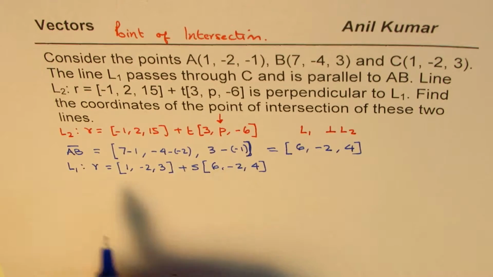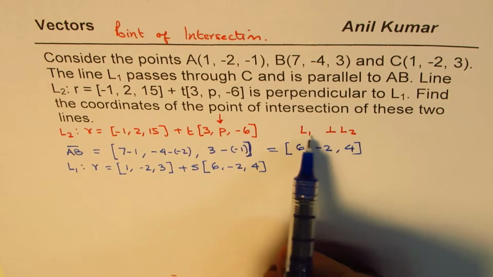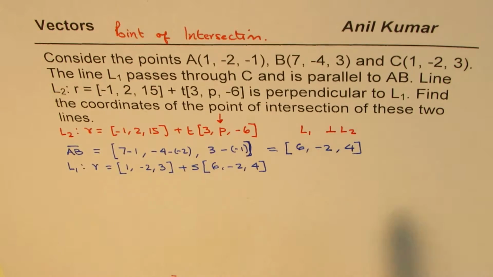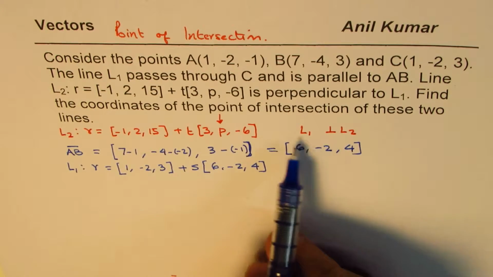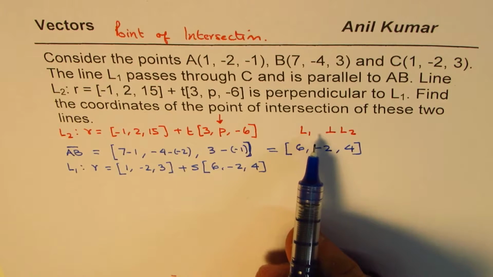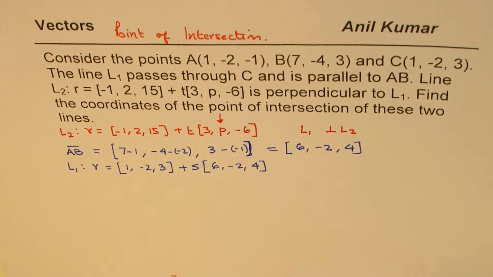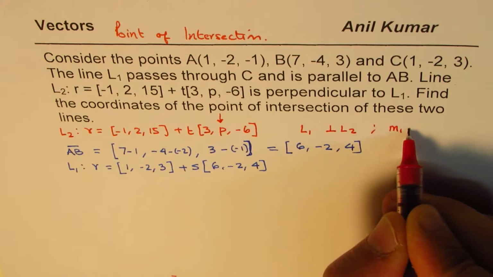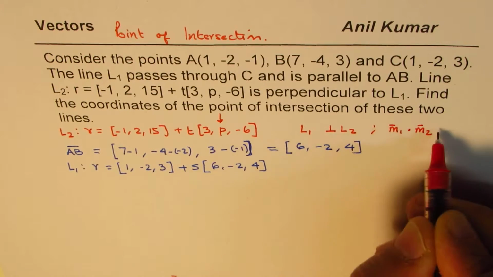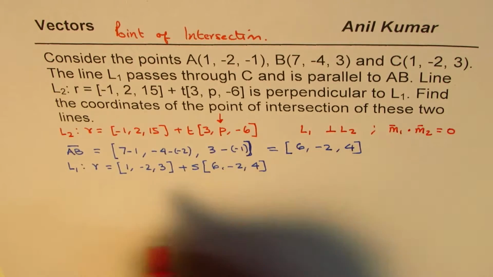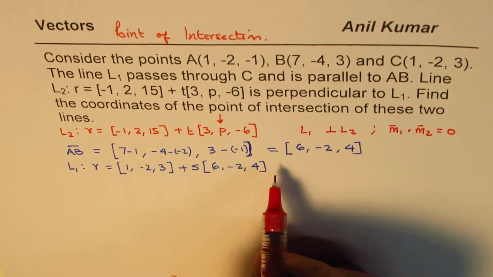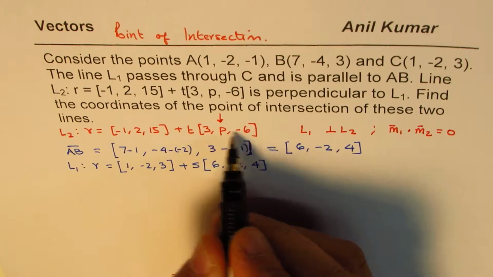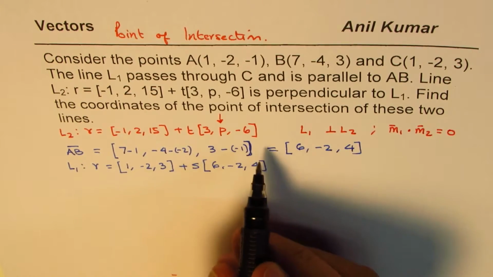Right. So now we know that lines L1 and L2 are perpendicular. Since L1 and L2 are perpendicular, the dot product of their directions should be 0. So we'll use that idea. L1 and L2 perpendicular really means that m1 dot m2 is equal to 0. So now we'll use that part. m1 for us is (3, p, -6). That is m2. Doesn't matter. We could rewrite in any way.